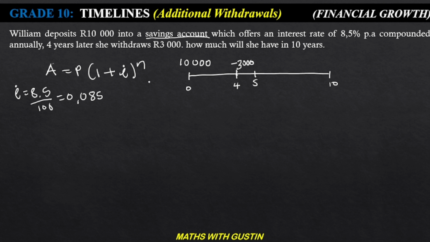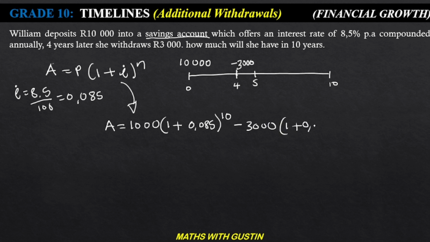We are going to come into our compound formula and substitute everything. We've got our 10,000 at an interest of 0.085, and it is going to stay in the bank for 10 years. But William withdraws minus 3,000, with the same interest, 1 plus 0.085, close bracket.